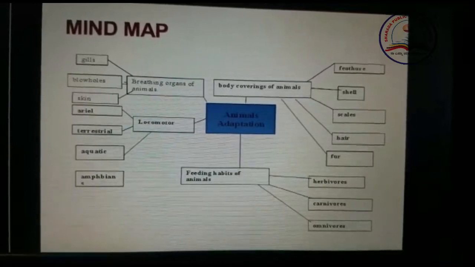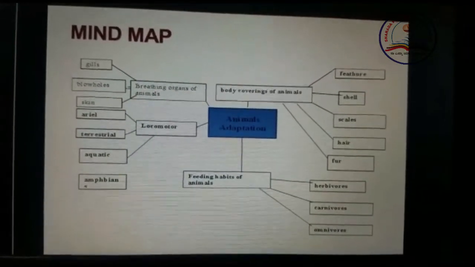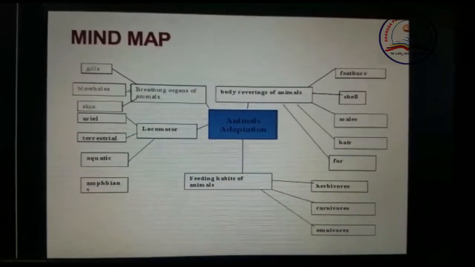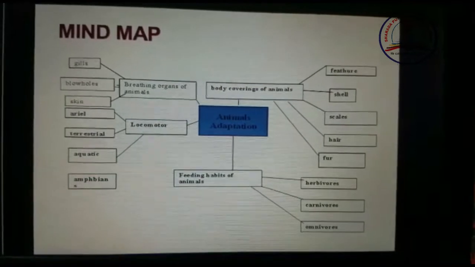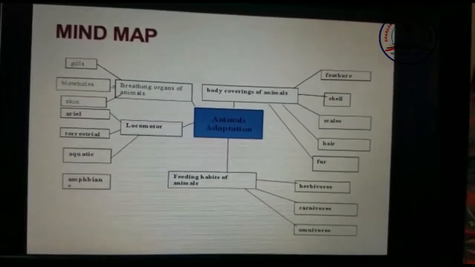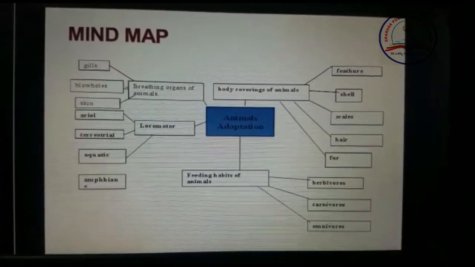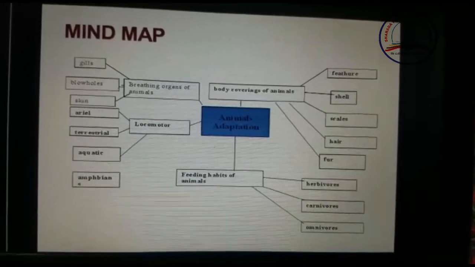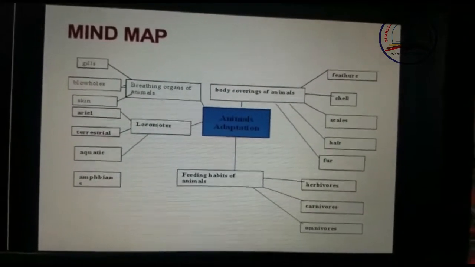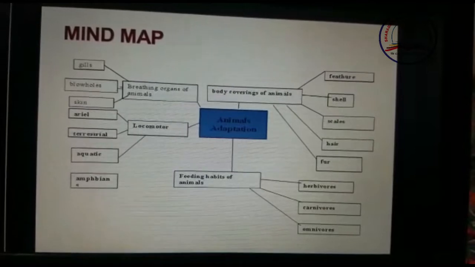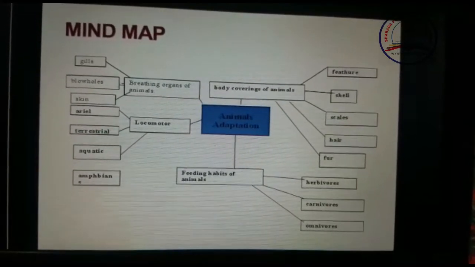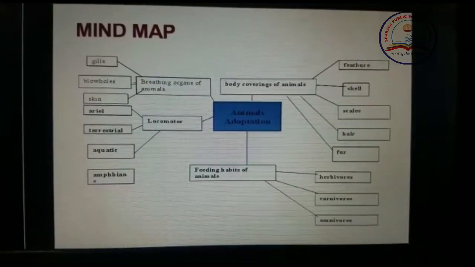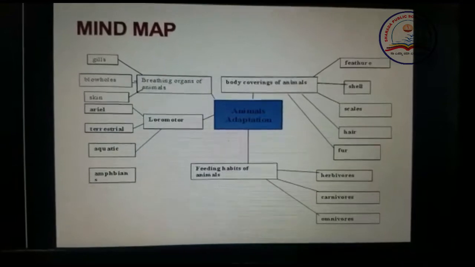Now, breathing organs of animals. We breathe through the lungs and animals breathe through their breathing organs. For example, fish breathe through their gills. Whales and dolphins breathe through blowholes. When the frog is in the water, it breathes through the skin, and when it is on the land, it breathes through the lungs.